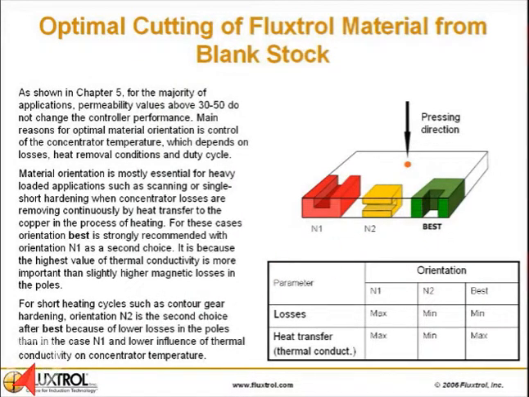For short heating cycles, such as contour gear hardening, orientation N2 is the second choice after best, because of lower losses in the poles than in the case N1 and lower influence of thermal conductivity on concentrator temperature.